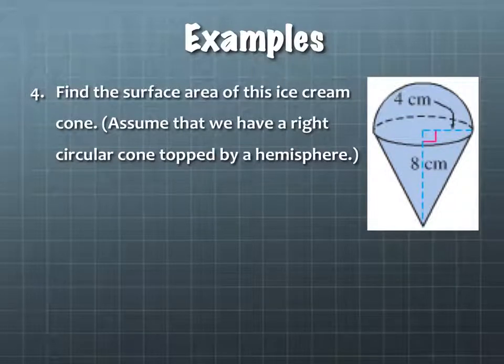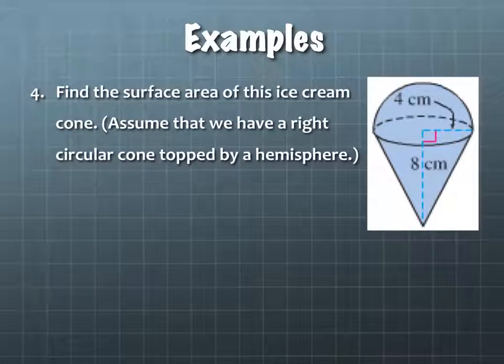Hemisphere, if you will, on top. And then you've got the cone shape on bottom. And we're talking about the surface area of this particular object. Find the surface area of this cone, assuming we have a right circular cone topped by a hemisphere. So we need to find 2 pieces of information, neither of which are exactly the formulas that I already gave you.